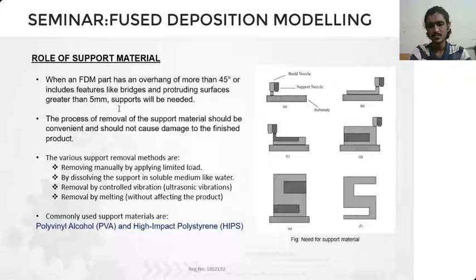The removal of the support material can be carried out by manual removing by applying limited loads, or it can be dissolved in soluble solutions like water, or it can be detached from the product by using a small range of vibrations, or it can be melted from the product without causing any damage to the finished product. The commonly used support materials are polyvinyl alcohol and high impact polystyrene.